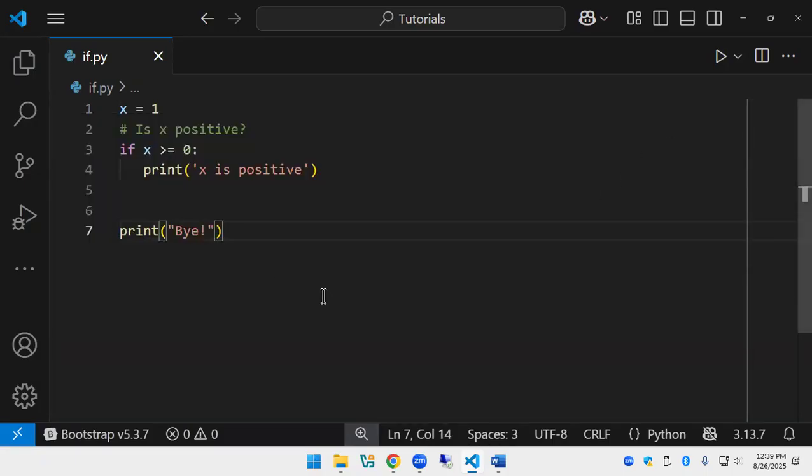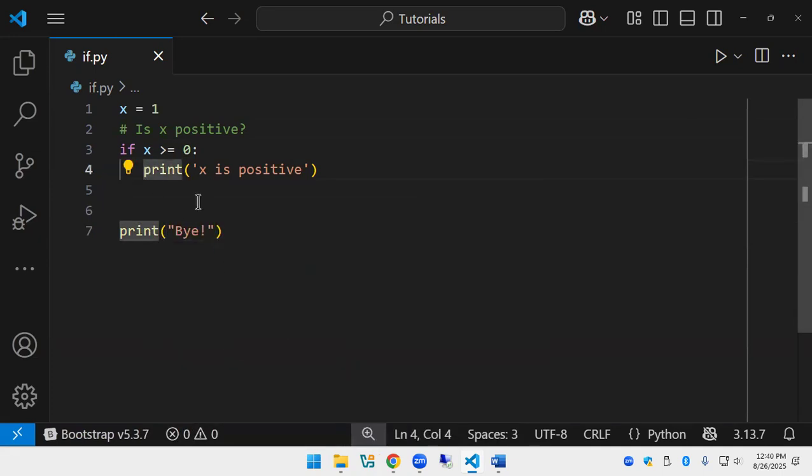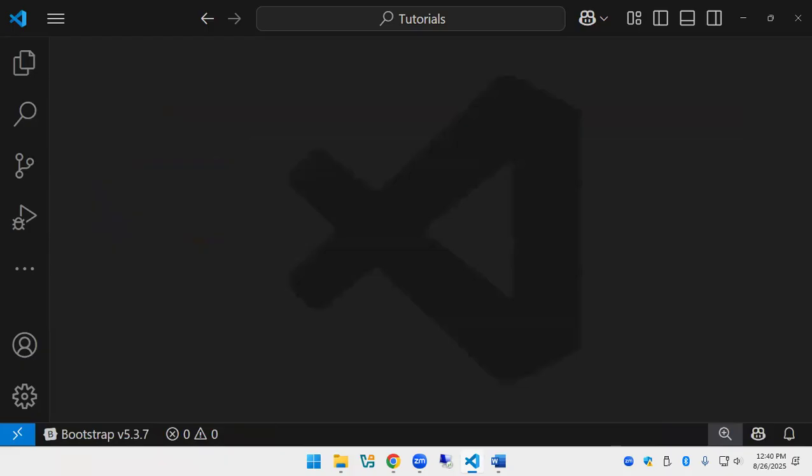It's outside the statement. So Python groups things together by indentation. If this is indented in, it's part of this. If this is not indented in, it's not part of that. It only goes in here if this condition evaluates as true. All right, well, let's look at the next step.